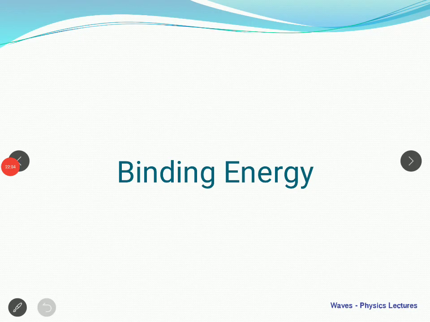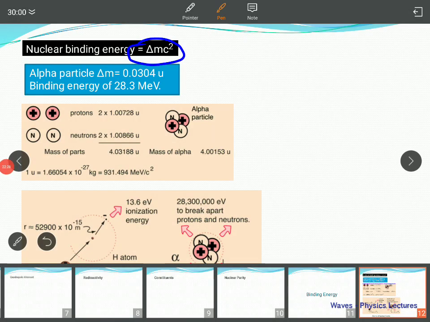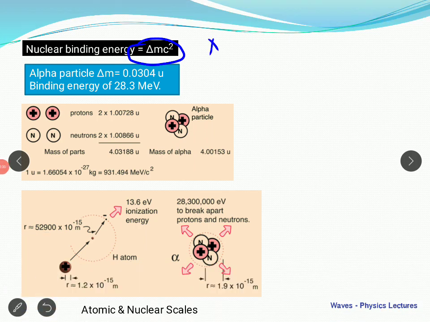Now let's study a bit about the binding energy. This idea came up long back, and we know that the nuclear binding energy is given by E equals Δm c², where Δm is the mass defect. We should remember this mass defect, as it plays a very important role in finding the nuclear binding energy.